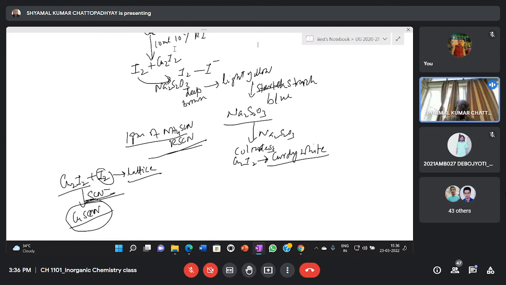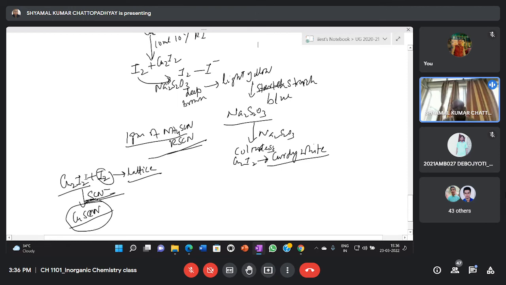So to take out that trapped iodine, near the end point of the titration, we add thiocyanate to the solution, either ammonium thiocyanate or potassium thiocyanate. The cuprous iodide will react with thiocyanate and form cuprous thiocyanate. Why? Because compared to cuprous iodide, cuprous thiocyanate is more insoluble.